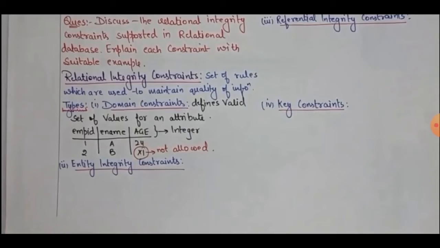So here we have the example. We are storing the data of employees, for example employee ID, employee name, and age, and we have specified the integer data type for the age. So we need to input only integer data; we cannot write the age in alphabet form.